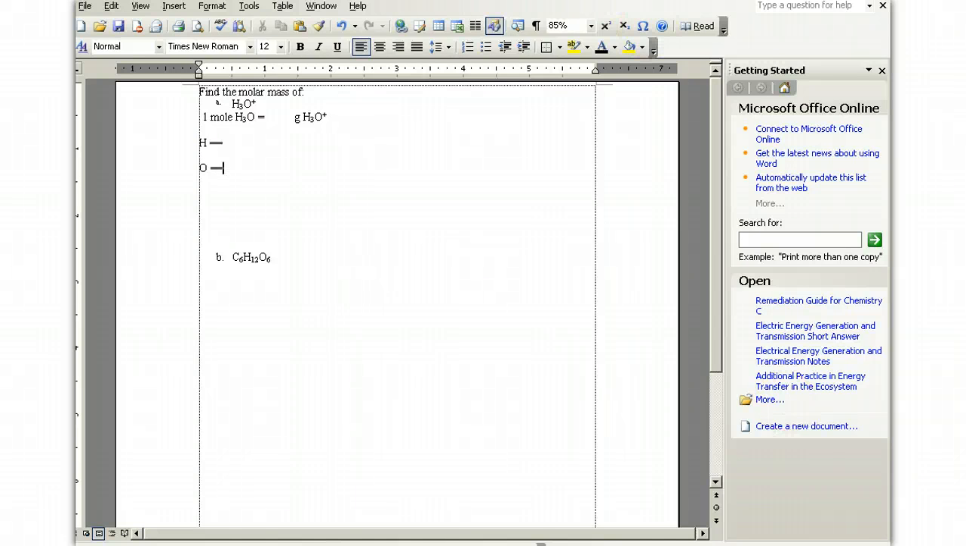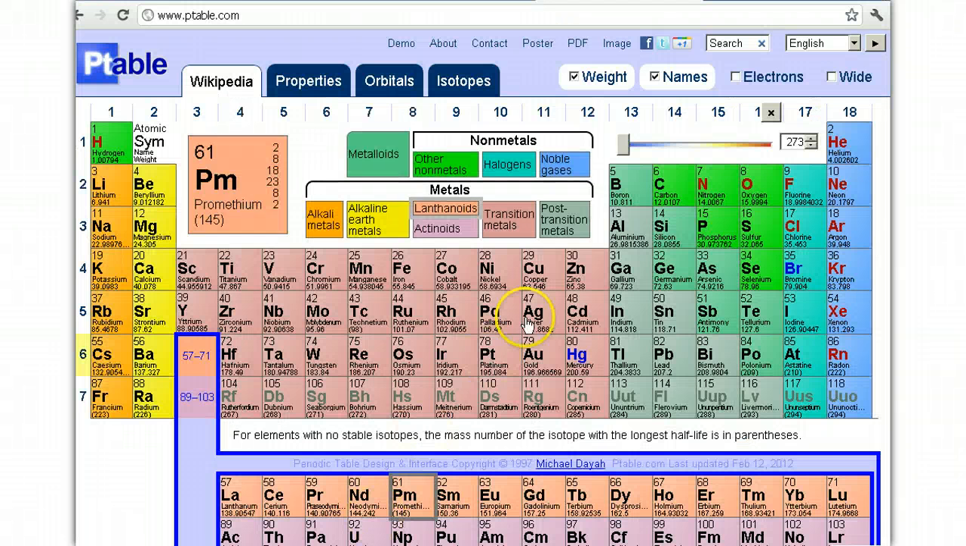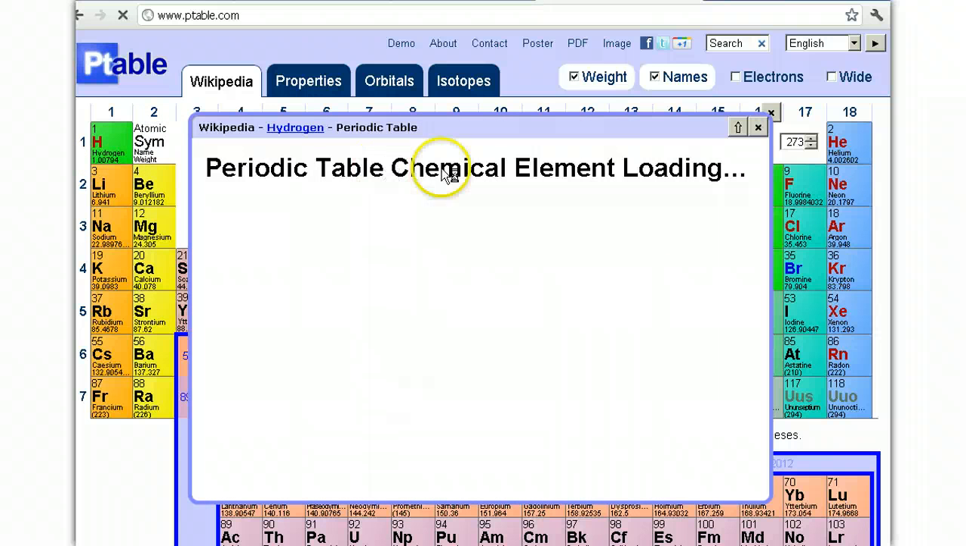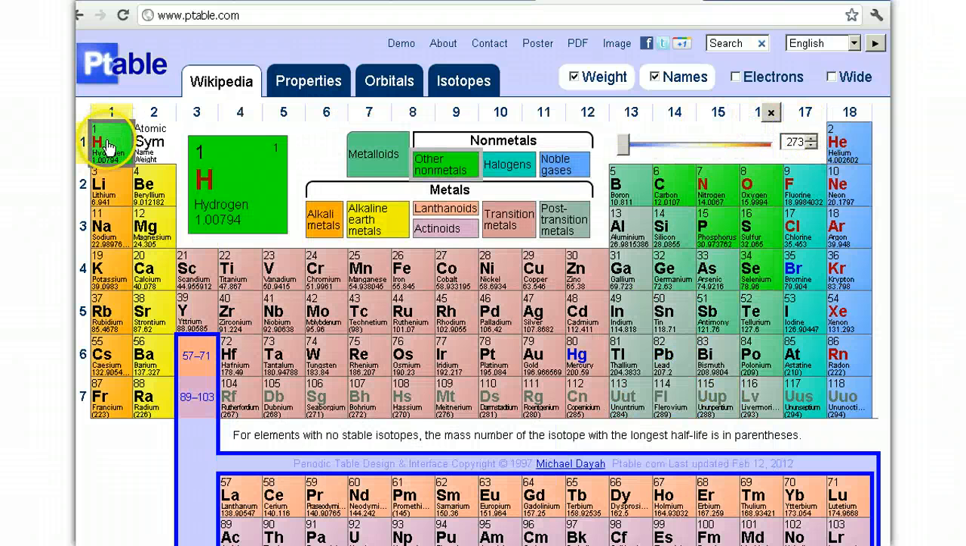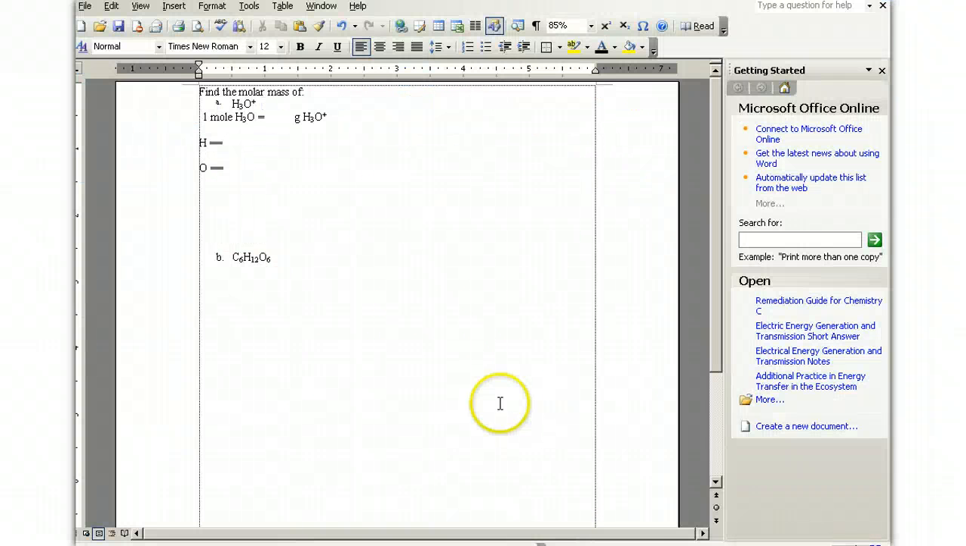Pulling up my handy dandy periodic table, I see that hydrogen over here, the atomic mass is right below the word hydrogen, and it's 1.00794. Now, depending on which periodic table you're using, it may round somewhere differently.